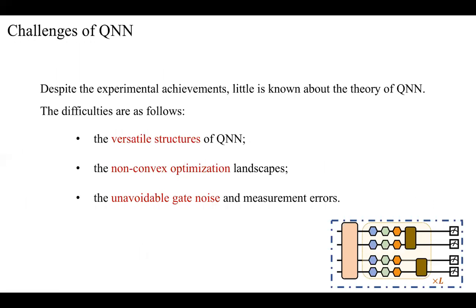Despite the experimental achievements, little is known about the theory of quantum neural networks. The difficulties are as follows. First, the versatile structures of quantum neural networks. Second, the non-convex optimization landscapes. And last, the unavoidable gate noise and measurement errors.